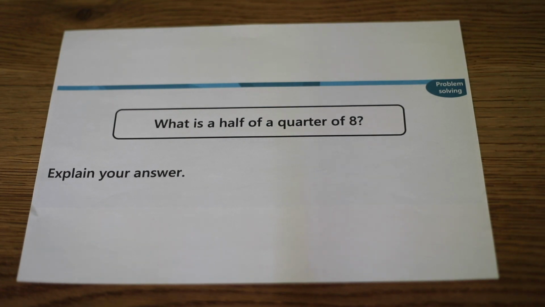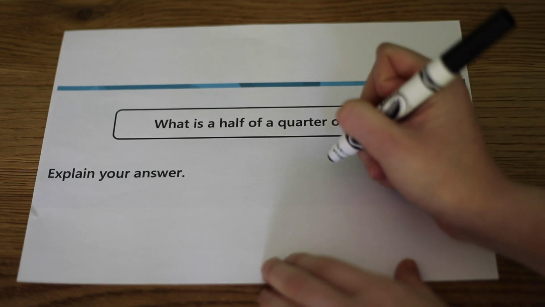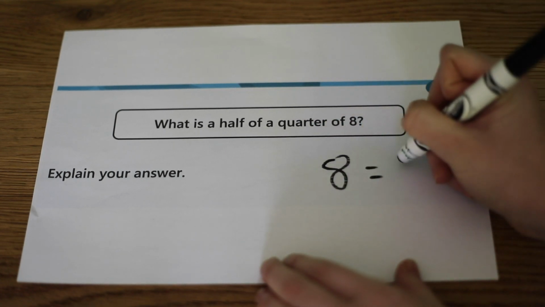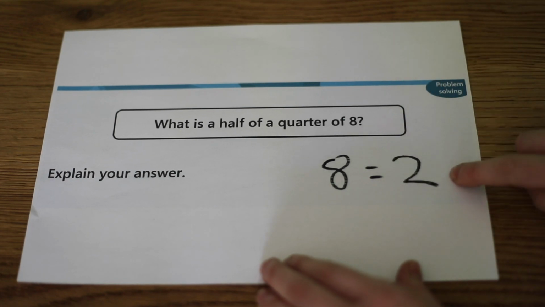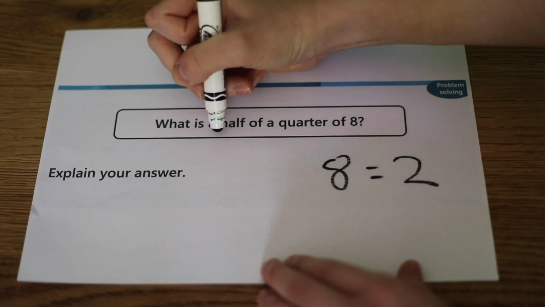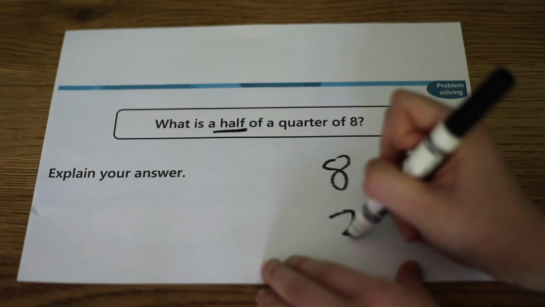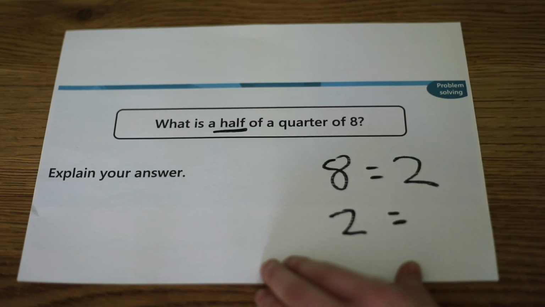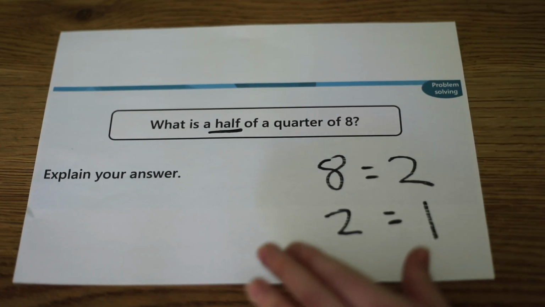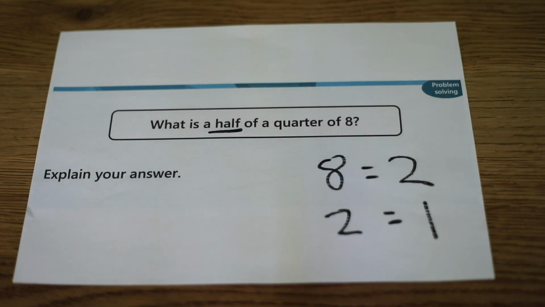So the first thing we need to do is find a quarter of 8. Now I know that a quarter of 8 equals 2. So I've found my quarter. Now I need to find half of this number. So half of 2 equals 1. So a half of a quarter of 8 is 1. Well done if you got that one right, because that did require a bit of thinking, that one, didn't it?